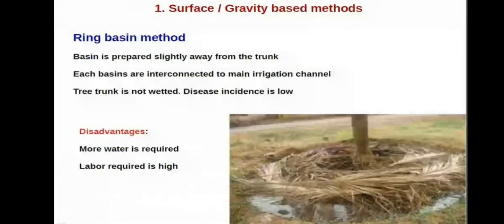Next, in the surface or gravity based method, the fourth method is the ring basin method. The basin is prepared slightly away from the trunk, and each basin is interconnected to the main irrigation channel. The tree trunk is not wetted, so disease incidence is low, but in the basin method the tree trunk is wetted. More water is required and labor required is high. Among surface methods, disease incidence is low in the ring basin method.